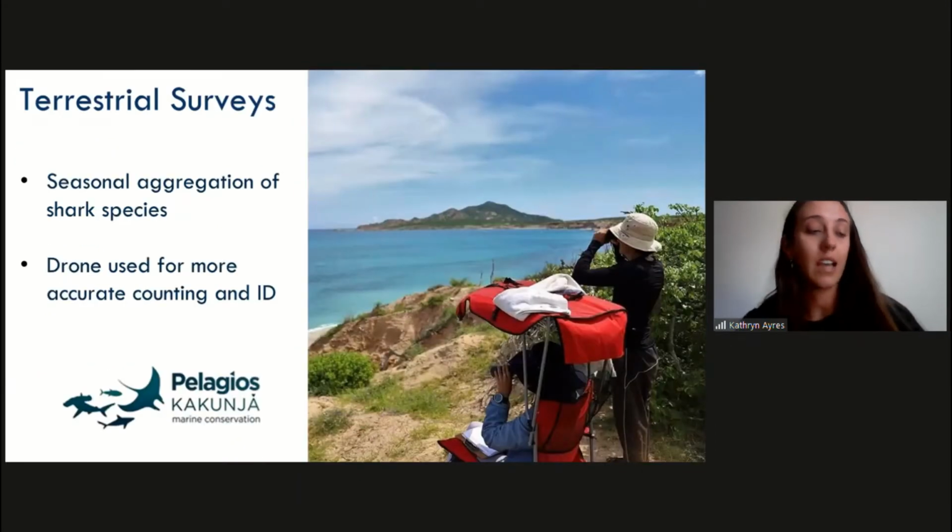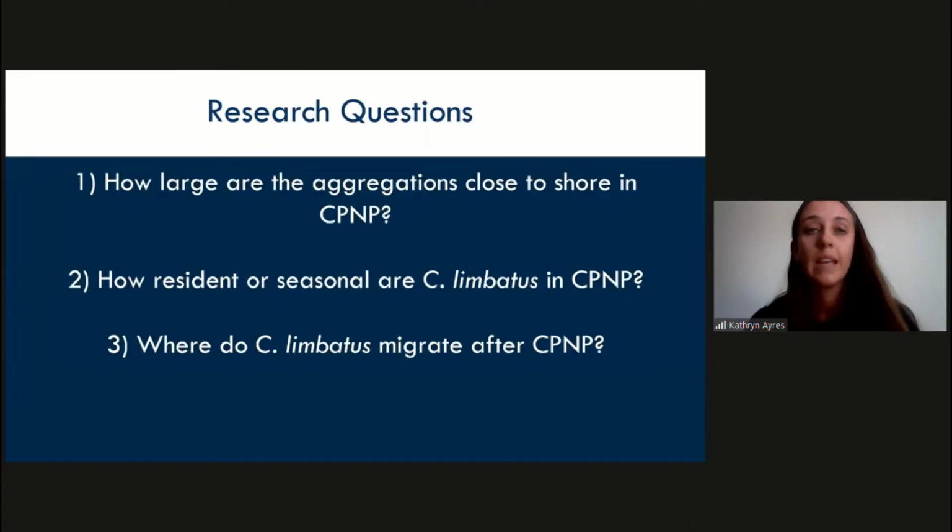So the NGO that I am doing my PhD with, Pelagios Kakunjá, have been doing terrestrial surveys since 2016, and they noticed seasonal aggregations of sharks close to shore. So when I arrived, I decided to implement a drone project so we could use this for more accurate counting of the sharks and also identification. So my main three research questions are: how large are the aggregations close to shore in Cabo Pulmo? How resident or seasonal are blacktip sharks? And also, where do the sharks migrate after they leave Cabo Pulmo National Park?